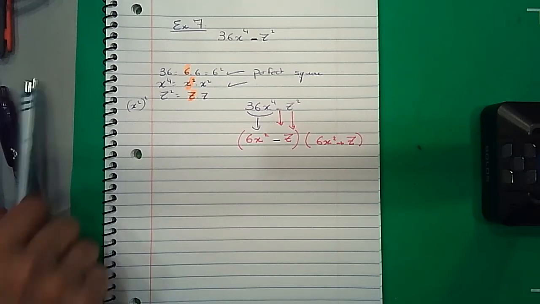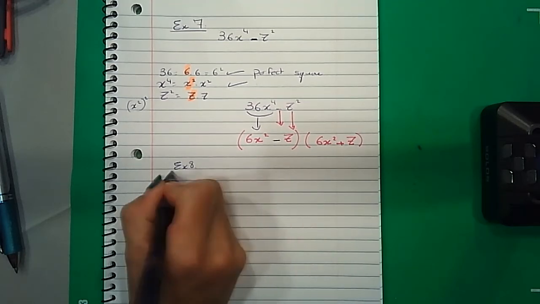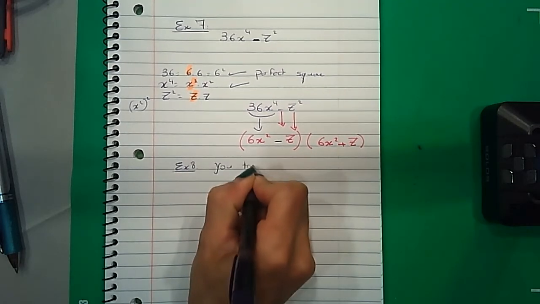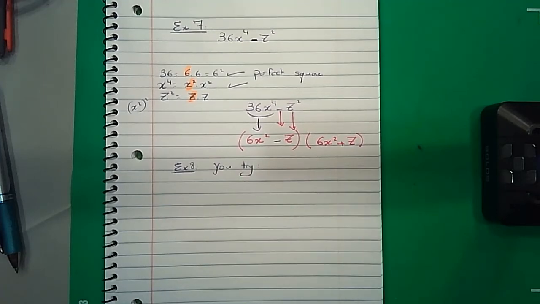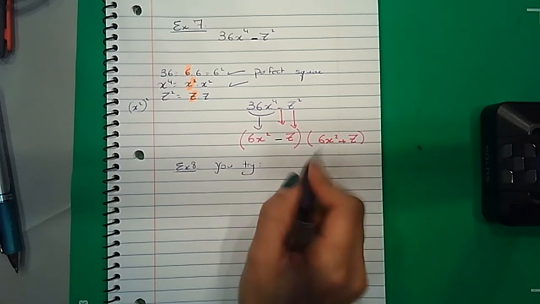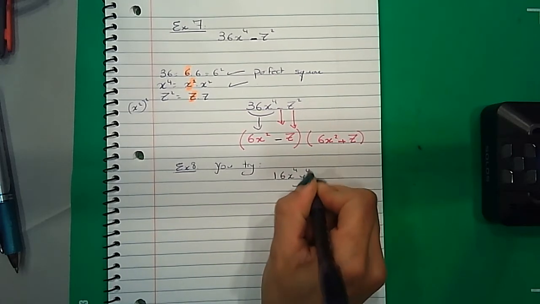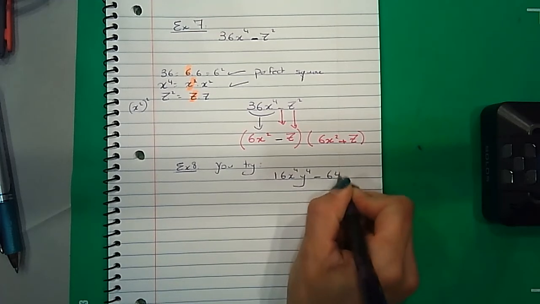Yep, it's that simple. Now, I'd like to do example 8, and it's going to be the U tripart. And then after that, I'm going to move on to the diamond method or the X method, whatever you guys want to call it. But I know you guys like that method when we factor quadratic functions using the diamond method. All right, then the U tripart. I'm going to go with 16x to the 4th, y to the 4th, minus 64.